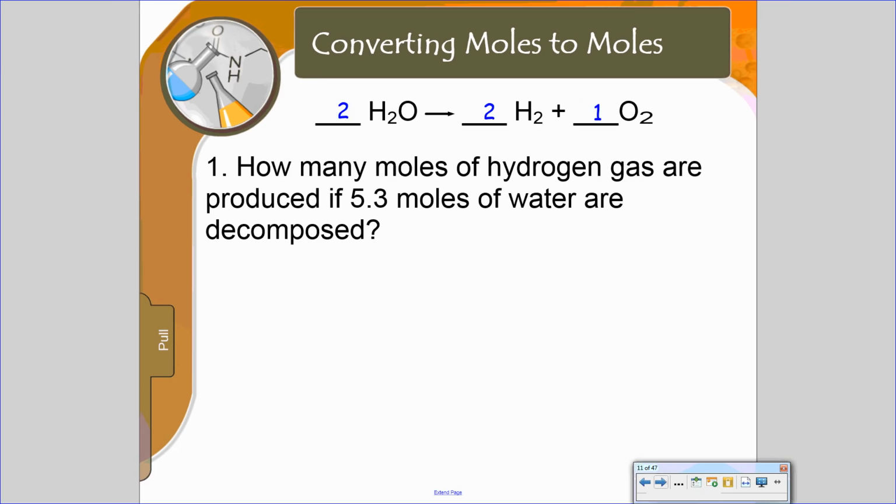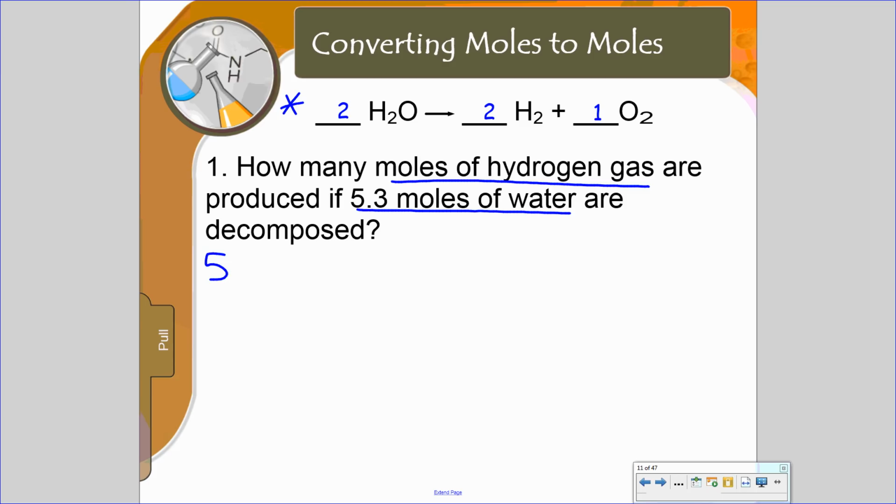So let's work the problem. How many moles of hydrogen gas are in 5.3 moles of water? This is different from previous problems. In previous problems, we always had the same substance. Now we have a different substance. So we always start by making sure we have a balanced equation. That's the most important part of stoichiometry. You begin with the balanced equation.